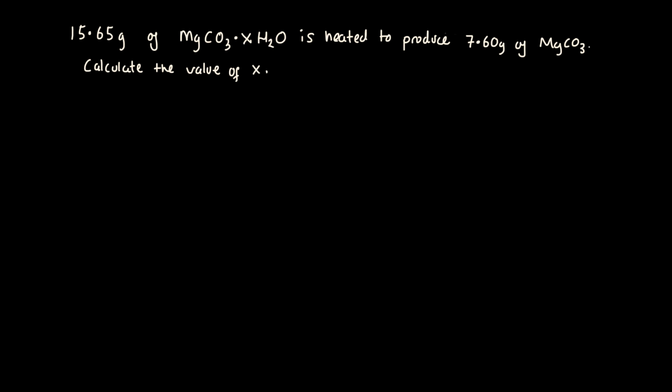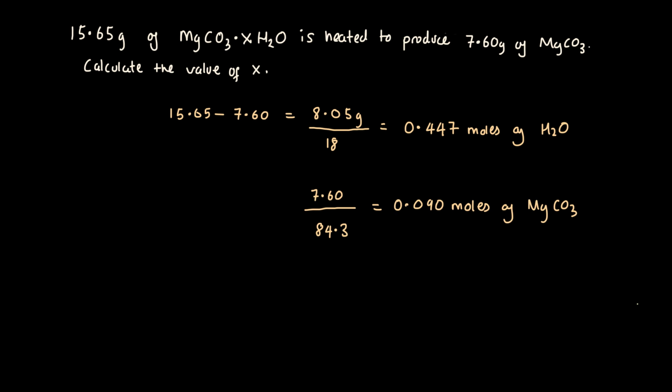Here's another question. Again, find the mass of water lost, calculate the moles of water and the moles of the anhydrous salt, divide both moles by the smallest value. That gives us a ratio of 1 to 5. That means for every 1 mole of magnesium carbonate, we would have 5 moles of water.